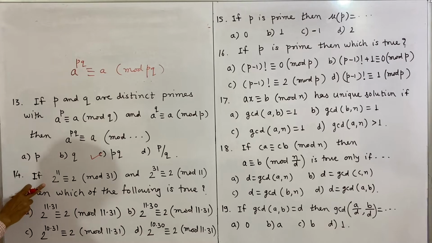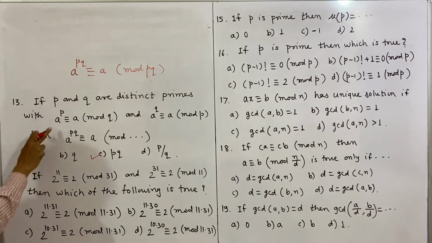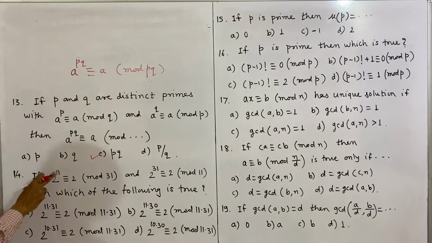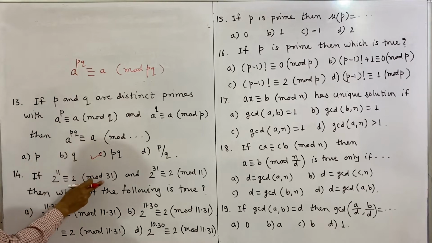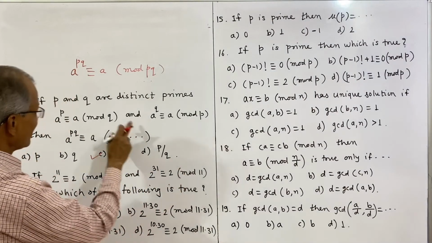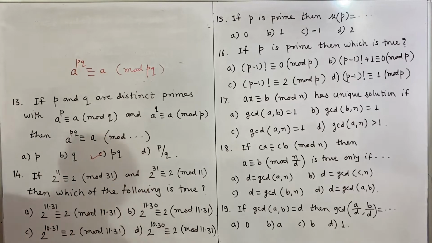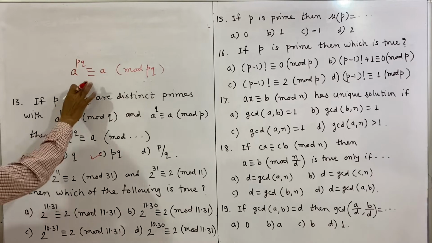This question is exactly dependent on the 13th result. See here, 2^11 is congruent to 2 modulo 31 and 2^31 is congruent to 2 modulo 11. Here p is 11, q is 31, and then which of the following is true? So that means this type of result must hold.